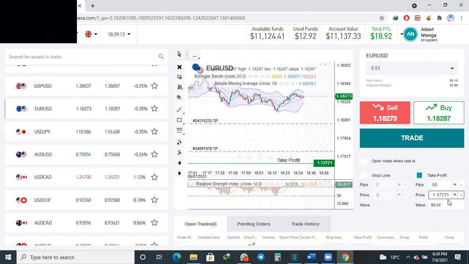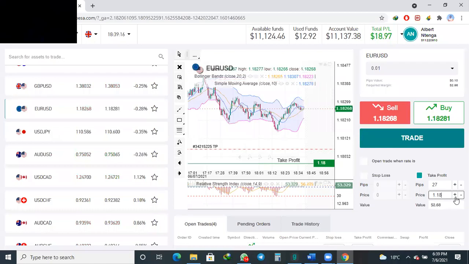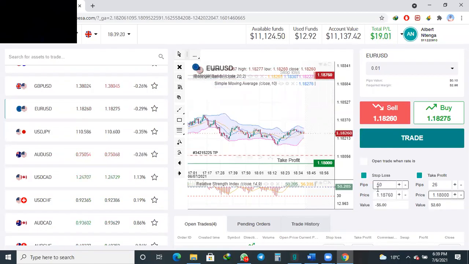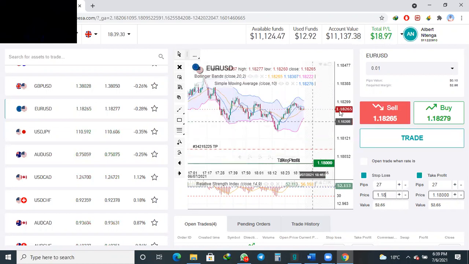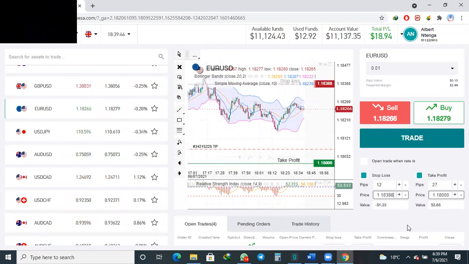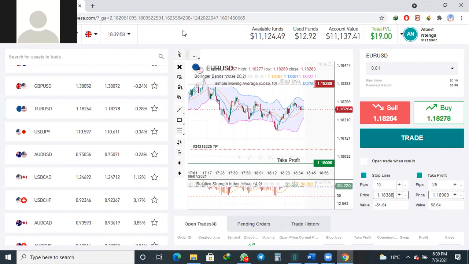So our take profit, let's say it is 1.18000, yeah. Now we take our stop loss to be above the current price. If the current price is 1.18265, our stop loss must be, let's say, 1.18388. You're seeing that, right? Vincent, can you see that? Yes. And the rest of you, hope you can see that.